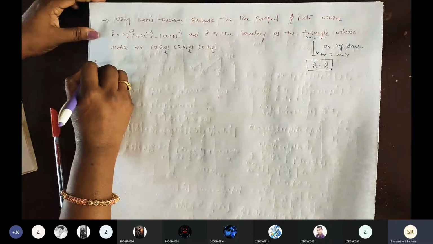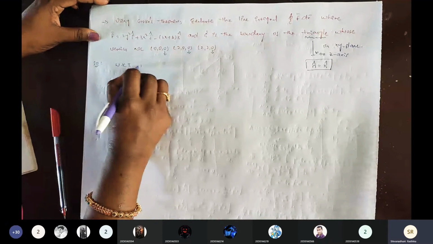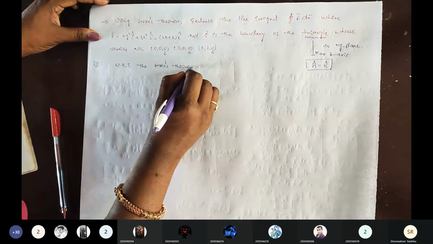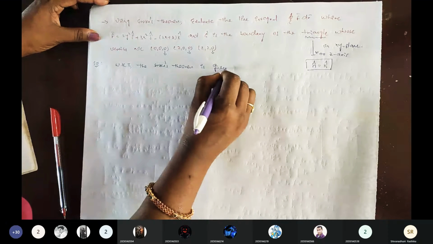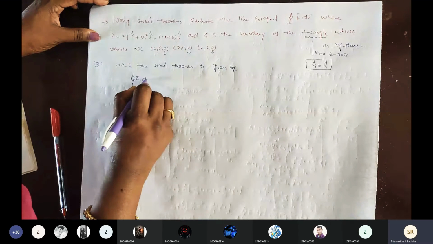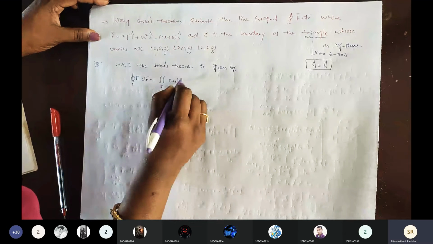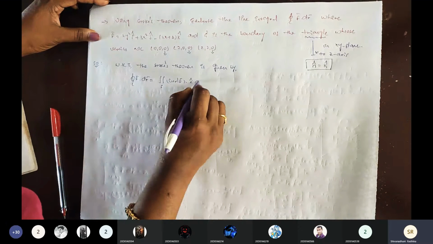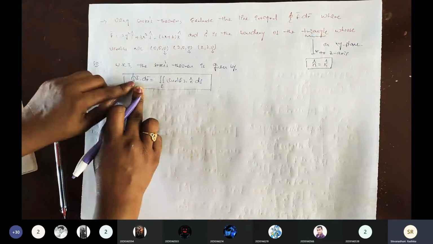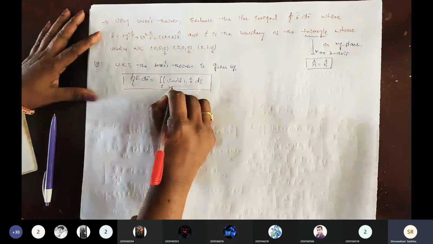Now this is the evaluation problem. Already we know the Stokes theorem. We know that the Stokes theorem is given by the integral over curve C of F bar dot dr bar equals the double integral over S of curl F bar dot n cap ds. This is the Stokes theorem formula. In this, we are going to find the line integral, which means we need to find the surface integral only.